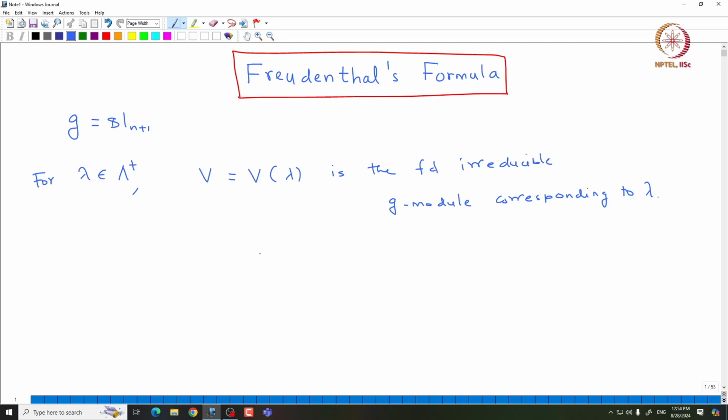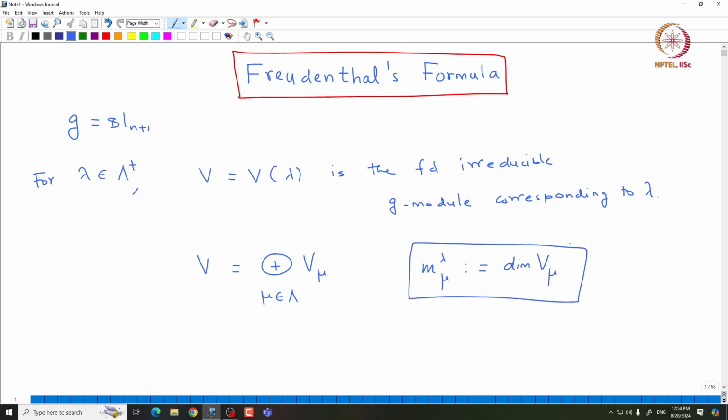We know that the action of H is diagonalizable on V. So we can write V as a direct sum of V mu, where mu runs over capital Lambda, the weight lattice. The dimension of this V mu is what we are interested in. We will denote it by m lambda mu. So m lambda mu is defined to be the dimension of these V mu's. This is the notation that we are going to use.